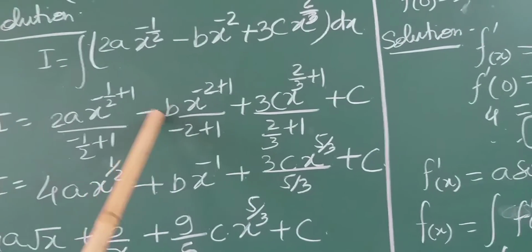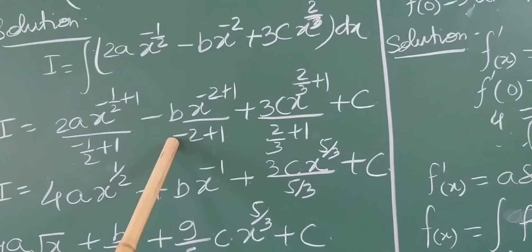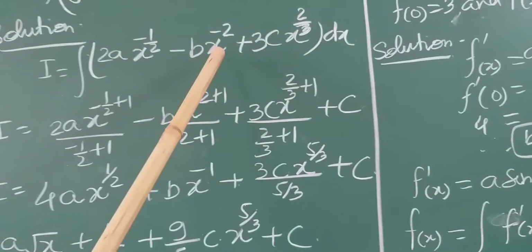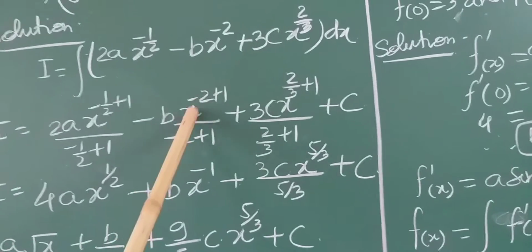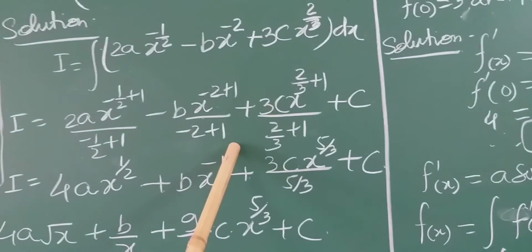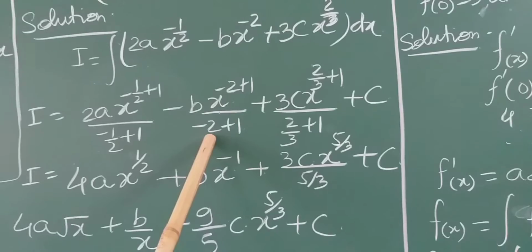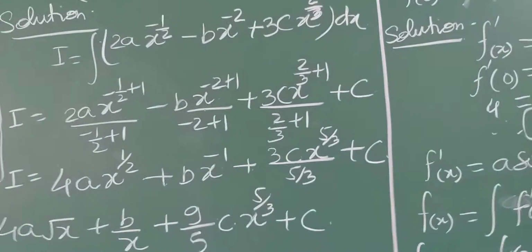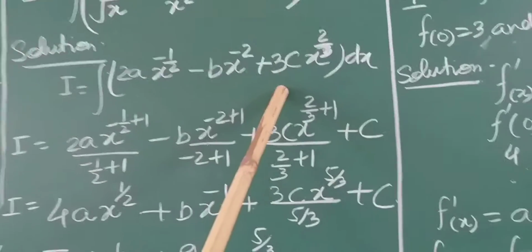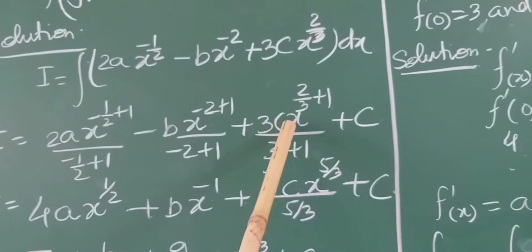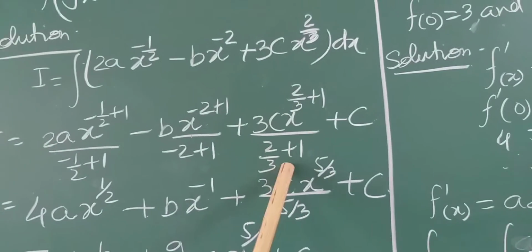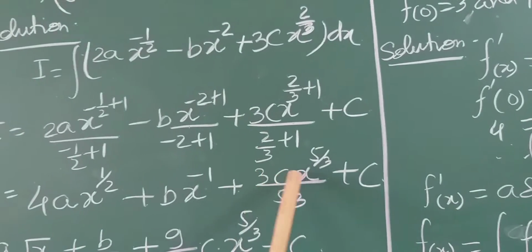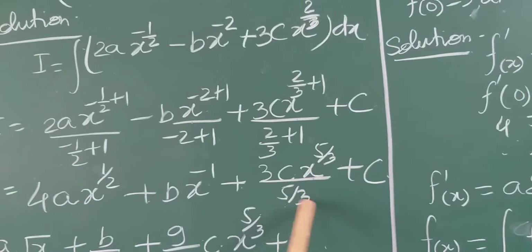Minus, minus, plus, because when we subtract minus 2 plus 1, it will be plus. So its integral is x to the power minus 2 plus 1 upon minus 2 plus 1. So minus minus 1 becomes plus, and here x to the power minus 1. Now for the third term integration, the same formula will be applied: 3c x to the power n plus 1 upon n plus 1, 2 upon 3 plus 1 upon 2 upon 3 plus 1. So 3c x to the power 5 upon 3 upon 5 upon 3, plus c.